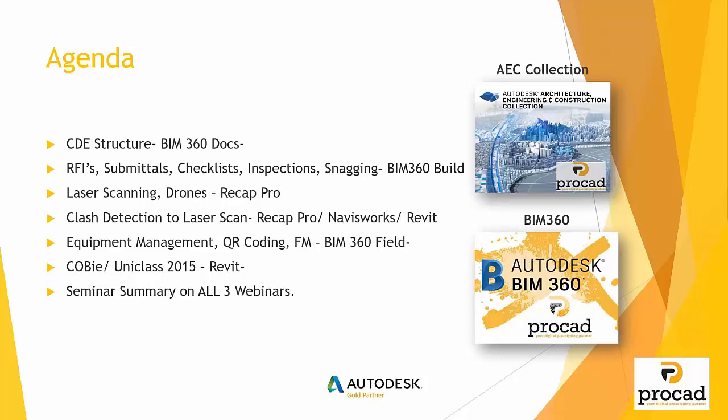We'll be focusing on laser scanning and drones. We'll also be going through clash detection from laser scanning. We're just explaining a bit on that. And then we'll go on to equipment management using QR coding for FM, and that'll be the BIM 360 Field interface. And we'll go on the way to push information back from site to meet COBie requirements.